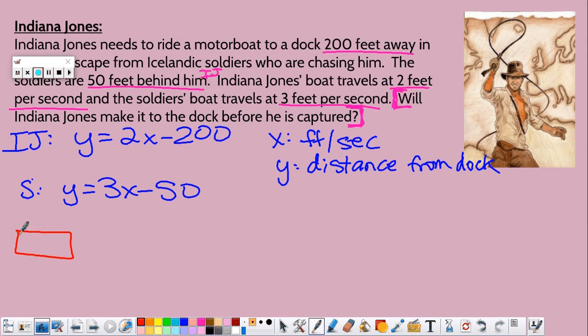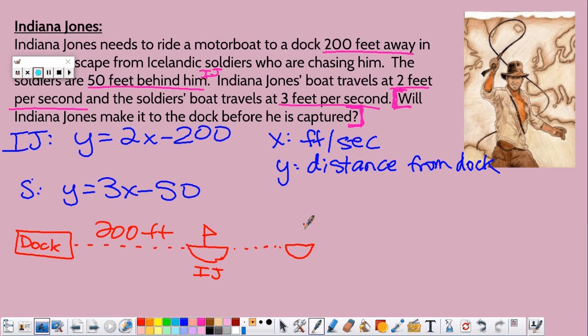Okay, so here's my dock. And then here's some feet. How many feet is Indiana Jones from the dock? 200. Okay, so here's his boat. I know it's not a motorboat, it's a sailboat, but just go with it. And then how far are the soldiers away from Indiana Jones? 50 feet. So I'm going to try and draw it to scale, meaning I want the distances to look like this is a longer distance than this one. Okay, here's the soldiers, and they're 50 feet away.